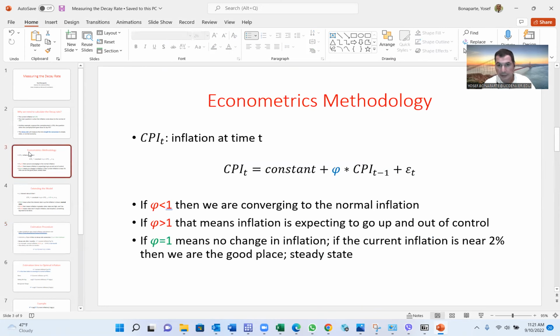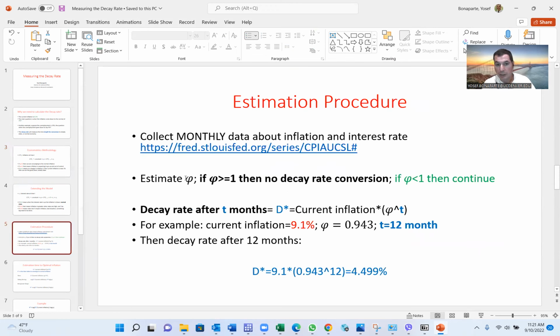Let's go back here. If theta equals 1, that means inflation today will be multiplied by 1, and that will be the inflation for tomorrow. If theta is greater than 1, that means inflation today is multiplied by something greater than 1, so higher inflation. So if theta is greater than or equal to 1, then there is no decay rate. We're done. We don't need to do anything. You stop. You're not decaying. You're going higher. If theta is less than 1, then we continue the exercise.